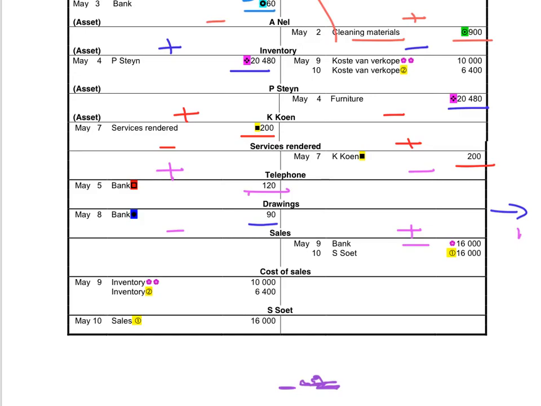The second entry will be for the cost of sales. So we've taken inventory out of our stock, so our assets decrease. So I will credit the inventory account to show that I've got less inventory, and I will record the cost of sales on the debit side to complete the double entry. Cost of sales is an expense. Expenses increase on the debit side and decrease on the credit side.